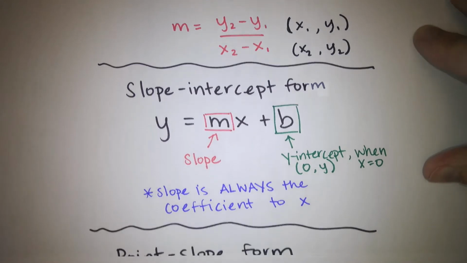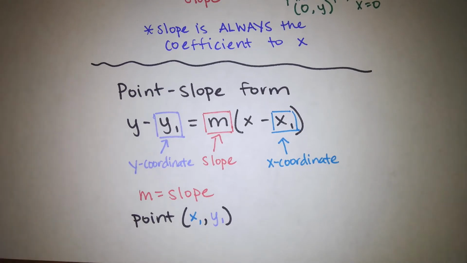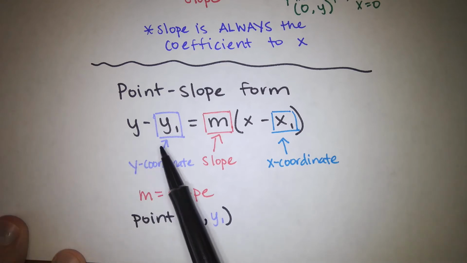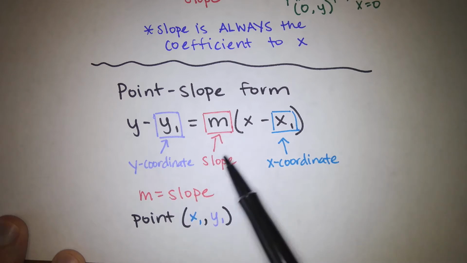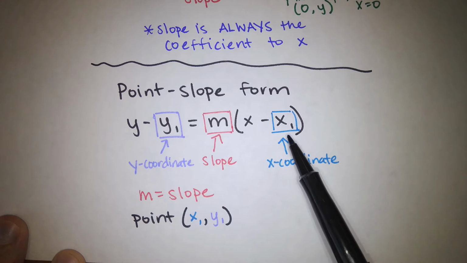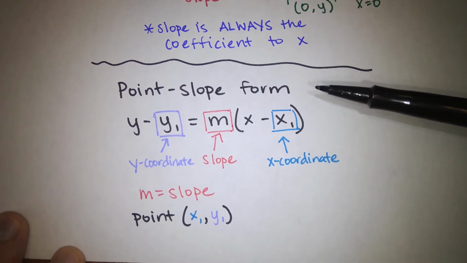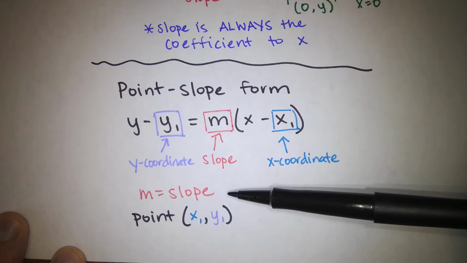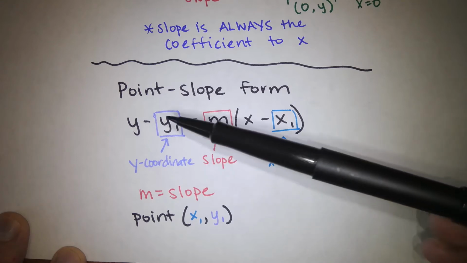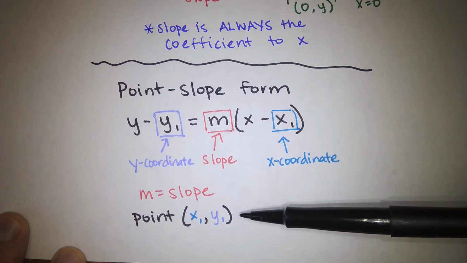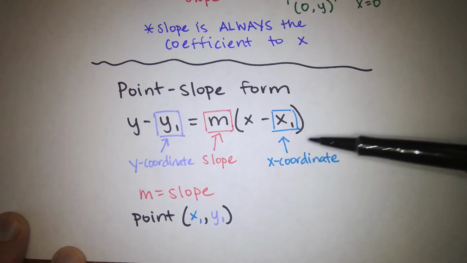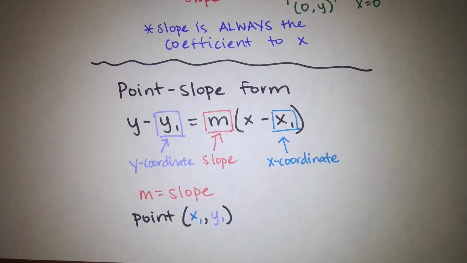And then the last equation that we covered in this unit was point-slope form. Point-slope form is y minus y sub 1, or our y-coordinate that they give us, equals m, which is still our slope, times x minus x sub 1, which is the x-coordinate they give us. And we use this equation when we are given our slope and a point, hence the name point-slope form. So if we are given just a random point that's not necessarily the y-intercept and our slope, then we would use point-slope form.